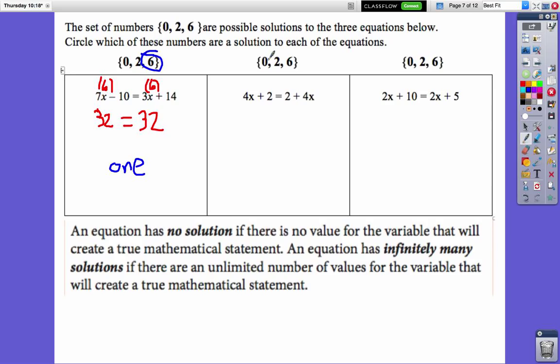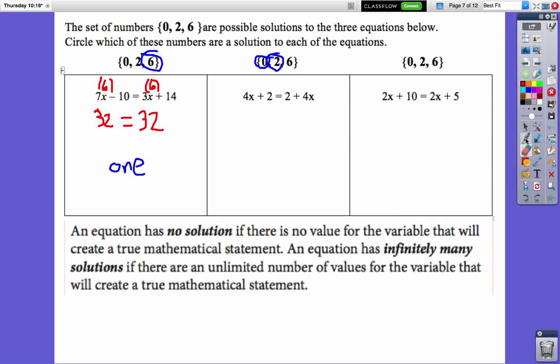For the second one, if we plug in these three numbers into x, let's see what happens. If we plug 0 into here, we get 2 is equal to 2, so 0 could be a solution, because 2 is equal to 2, so that works. Let's try if we plug in 2. If we plug in 2 here, 4 times 2 equals 8, so 8 plus 2 is 10. If we plug in 2 here, 8 plus 2, 10 equals 10. So that one is also true as well. So 2 could also be a solution to this. So there's more than one solution here. I bet you 6 is also a solution to this equation.